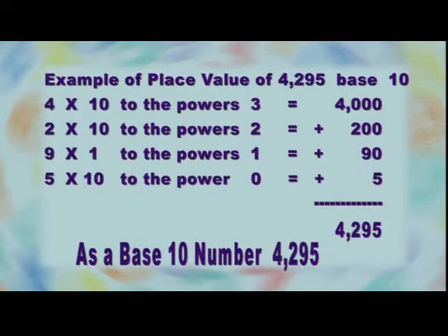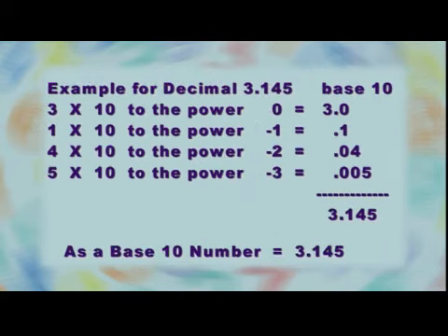Now we will see about positional notation base 10. For that, we have to know the place value in powers of 10. We will take an example: 4295 base 10. We can write it as 4 into 10 to the power 3, which is equal to 4000, 2 into 10 to the power 2, which is equal to 200, 9 into 10 to the power 1, which is equal to 90, and 5 into 10 to the power 0, which is equal to 5. Now we get the value 4295.